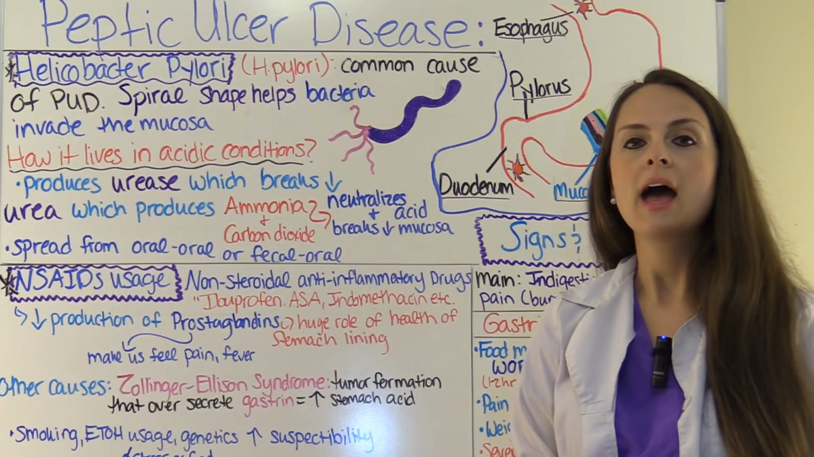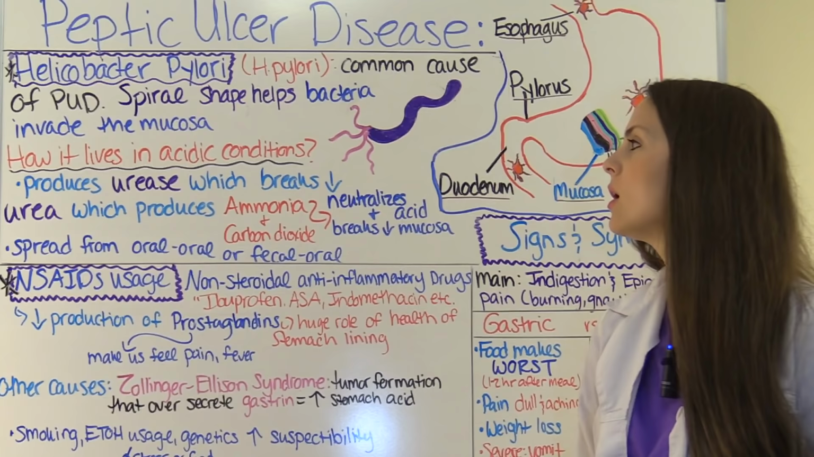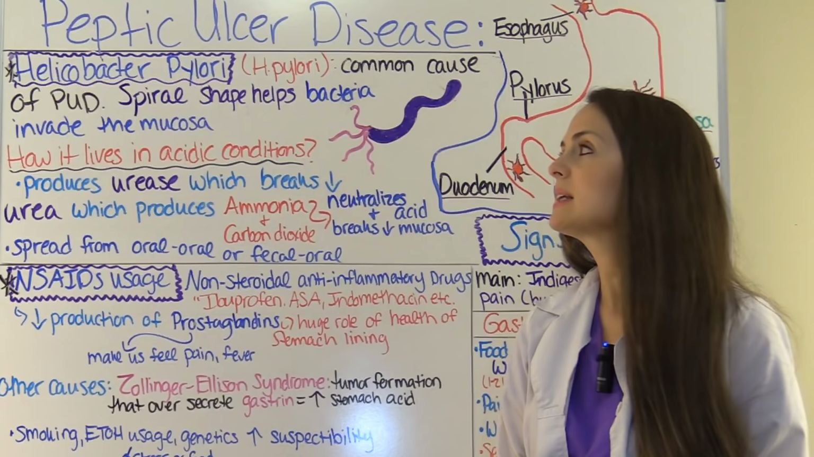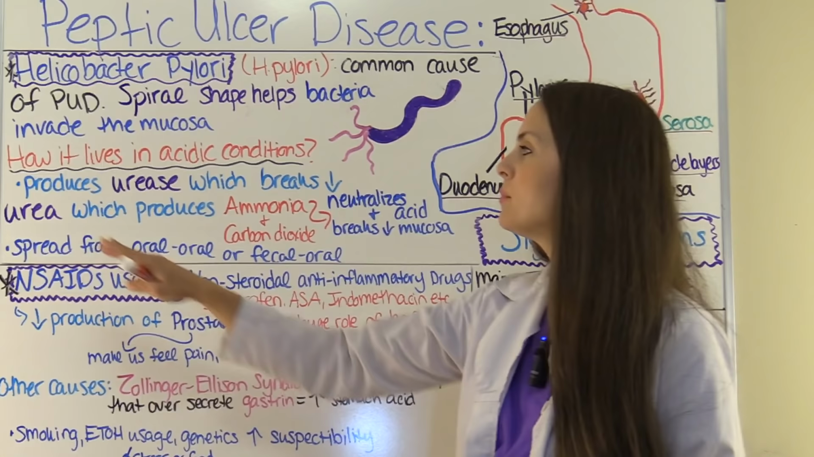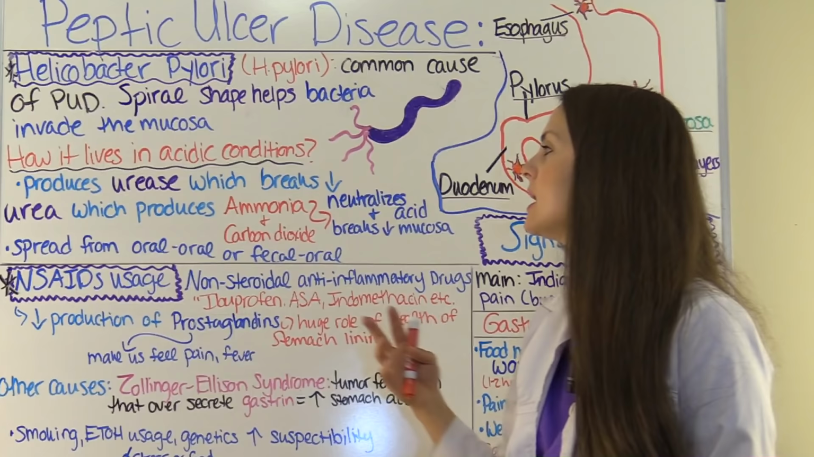They're spiral shaped, and this spiral shape helps them invade the mucosa to get down in there and cause some major problems. Now you may be asking yourself, okay, the stomach is very acidic. How can this bacteria even survive in those conditions? Well, this bacteria is very, very smart. And what it does is it gets in there and it produces what's called urease. And this will actually break down urea, which is already naturally in the body. And whenever that happens, it produces ammonium and carbon dioxide.